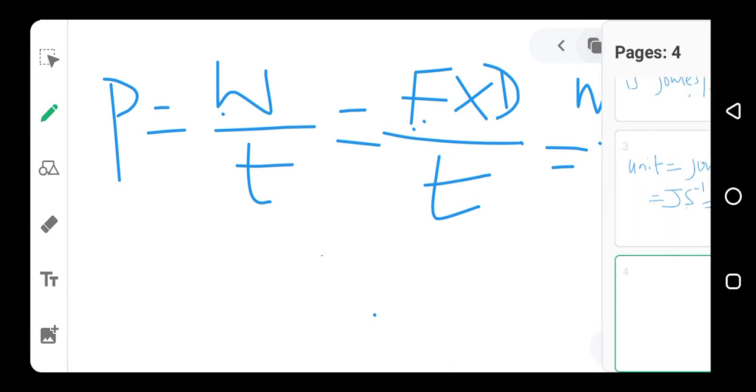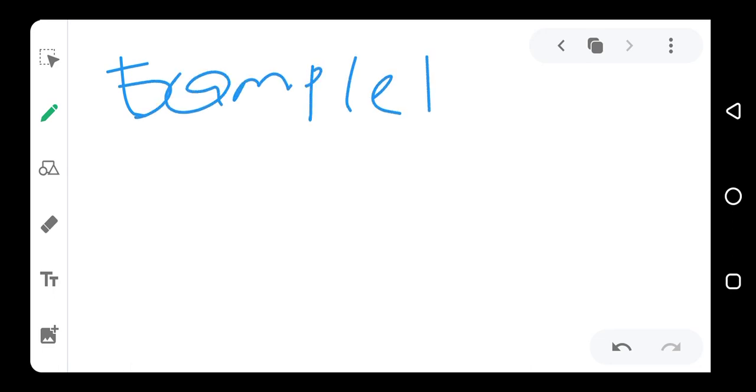Now let's solve some examples. Example 1.